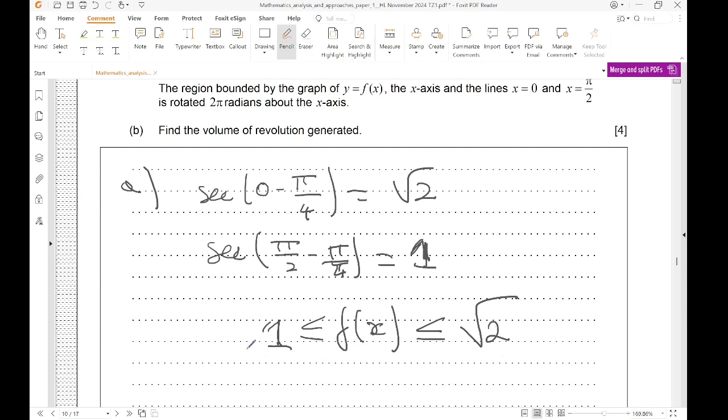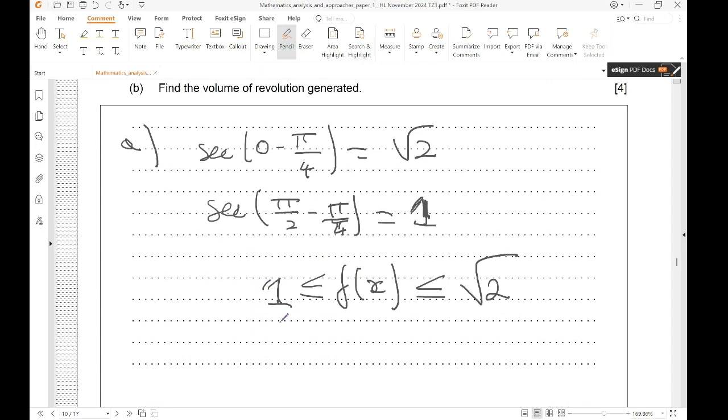If we put root 2 over here, it would be f of x has to be less than or equal to root 2 and greater than or equal to 1. That would not work because root 2 is greater than 1. So I hope that makes sense. Now let's move on to question B.